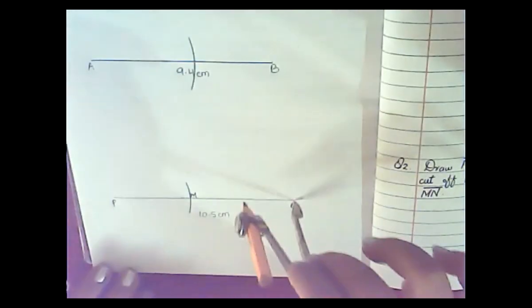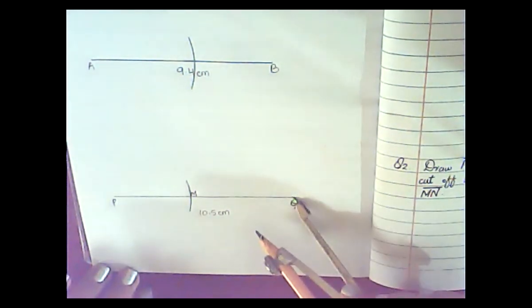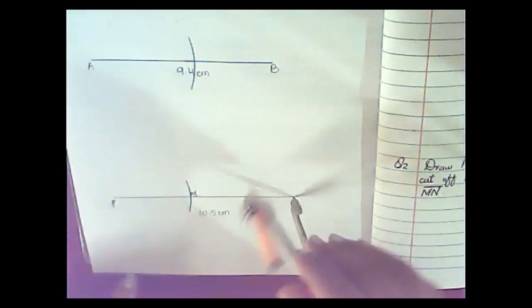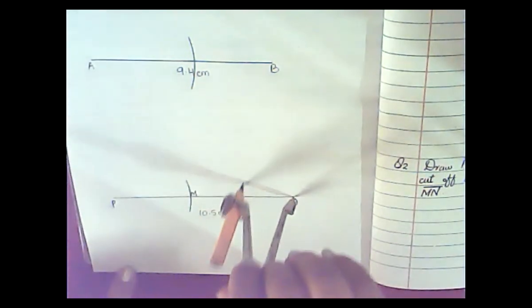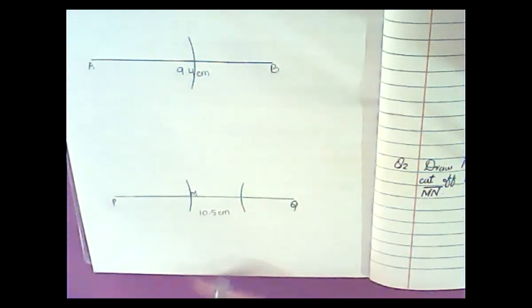Now what I'm going to do, I'm going to place this fixed stand on point Q, just like this. Obviously this is point Q, completely on the tip of point Q, and then I'm going to make a small arc just like this. Now I'm going to measure it. So obviously this should be 3 centimeter, and yes, this is 3 centimeter.